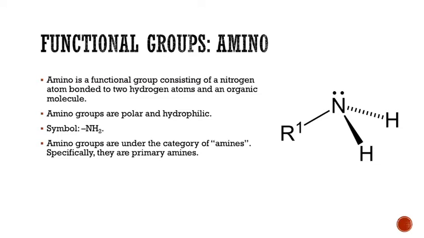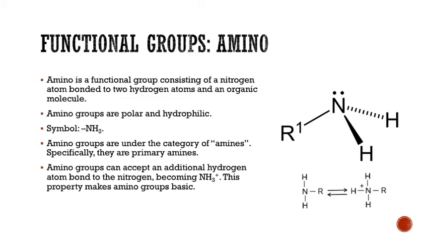Amino groups are technically under the category of amines, and they're specifically primary amines. But because we use this primary amine so much in amino acids, it's called an amino group. Amino groups can also accept an additional hydrogen atom with this lone pair of electrons here to become positively charged, becoming NH3. This property makes amino groups basic.